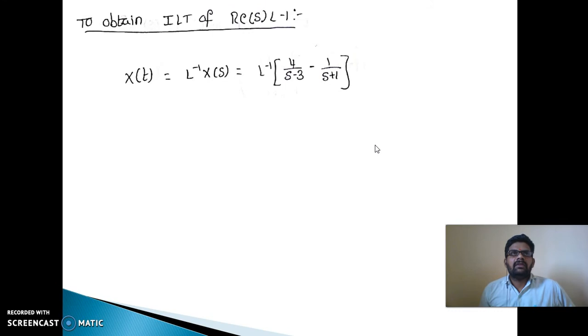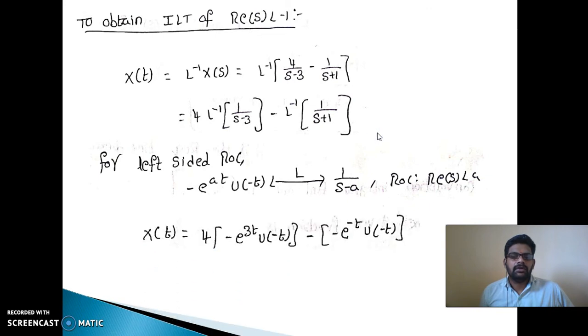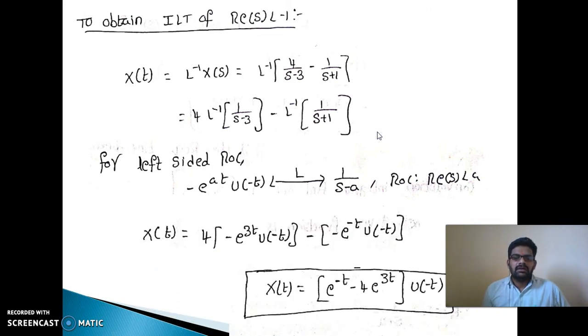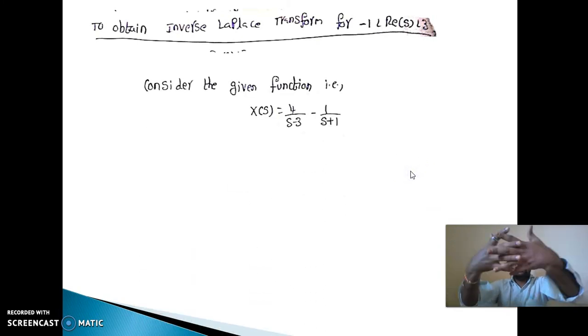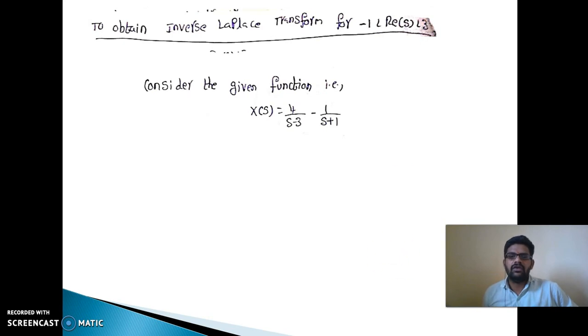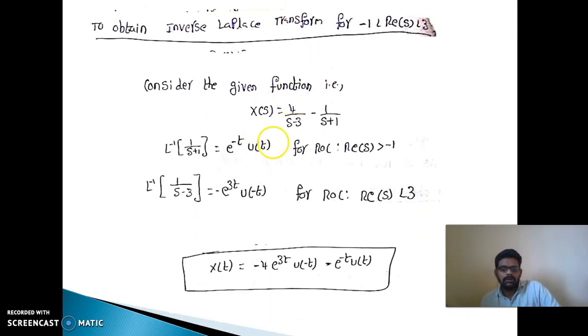Re(s) less than -1 gives u(-t). So the answer is 4e^(3t) minus e^(-t), each multiplied by u(-t). In the in-between case, one is greater than and one is less than, so it is the common area between them. For -1 it is u(t), and for +3 it is u(-t). So 4e^(3t) u(-t) minus e^(-t) u(t).